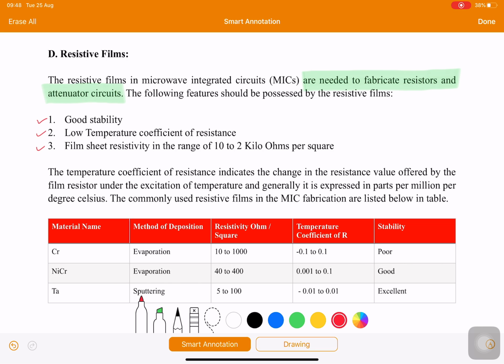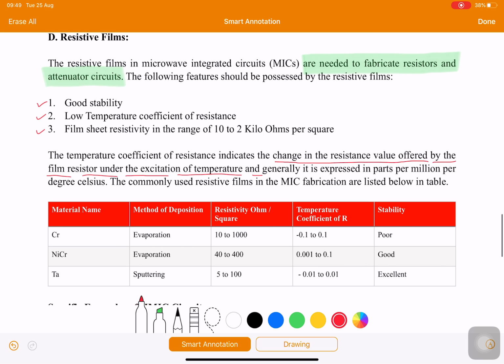The temperature coefficient of resistance of the resistive films indicates the change in the resistance value. So what is the temperature coefficient of resistance? It indicates the change in the resistance value offered by the film resistor under the excitation of temperature, and generally it is expressed in parts per million per degree Celsius, right? The commonly used resistive films in microwave integrated circuit fabrication are listed below in the table.